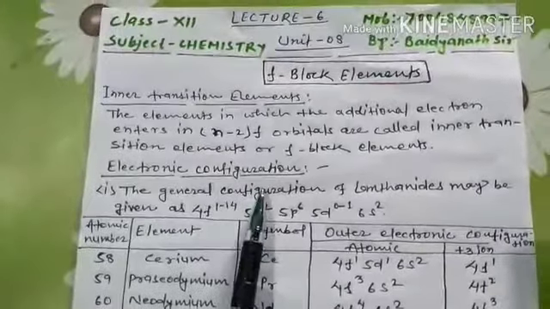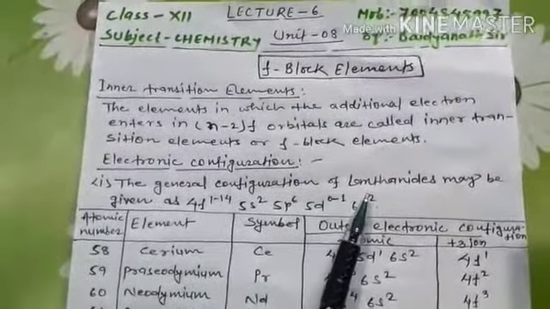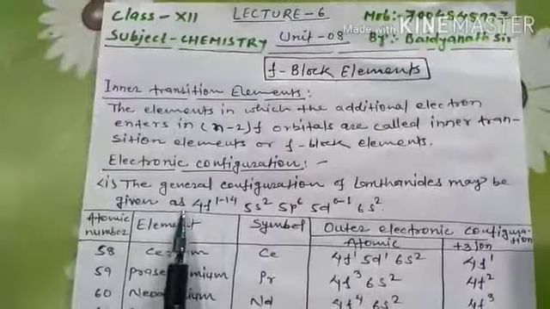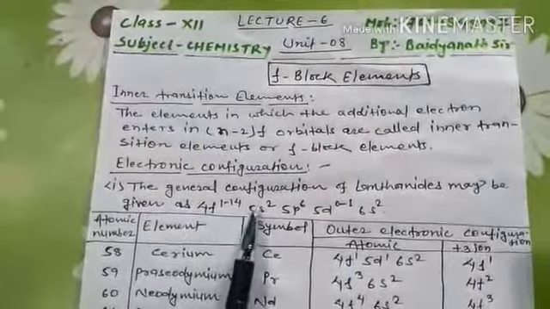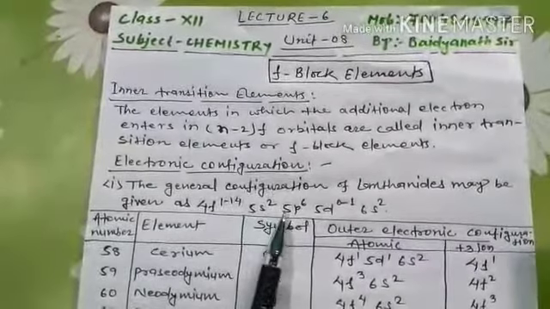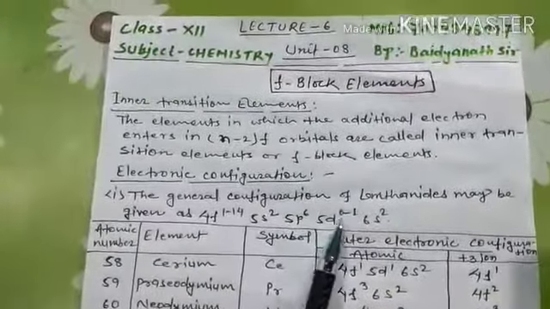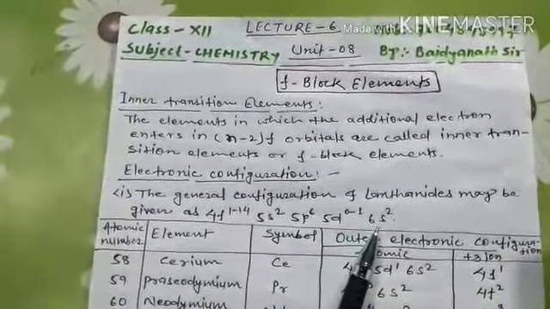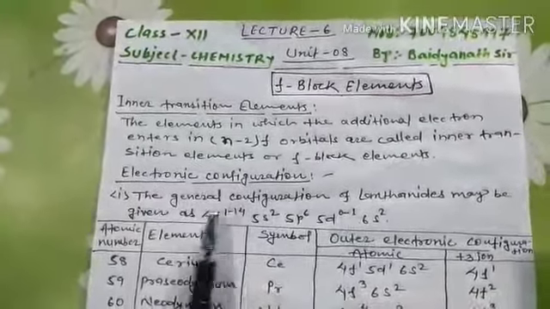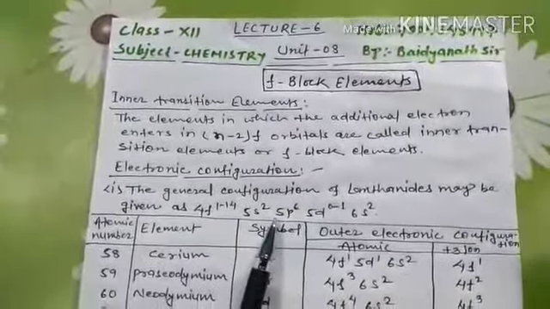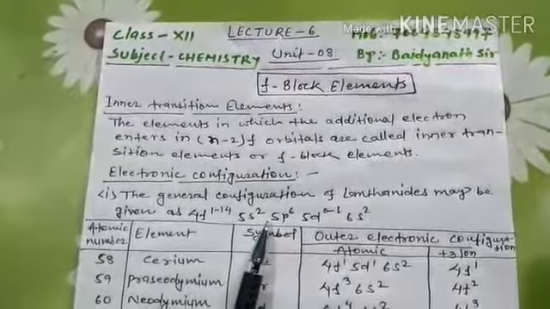So electronic configuration. General electronic configuration of lanthanides may be given as 4f 1 to 14, 5s2, 5p6, 5d 0 to 1 and 6s2. So this is the general electronic configuration for F block element.